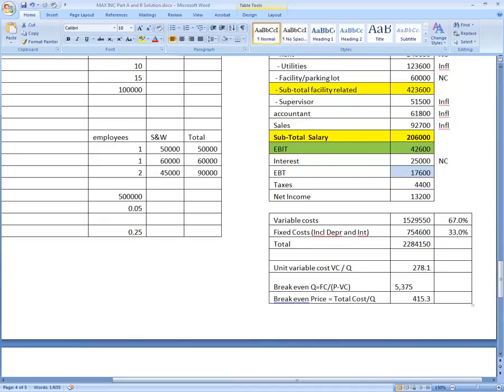So hopefully this was helpful. And again, your job is to be able to replicate this on your Excel spreadsheet. And this way, at least you'll understand two things: how to use an Excel spreadsheet to do a forecast, and also how to do break-even using the assumptions.